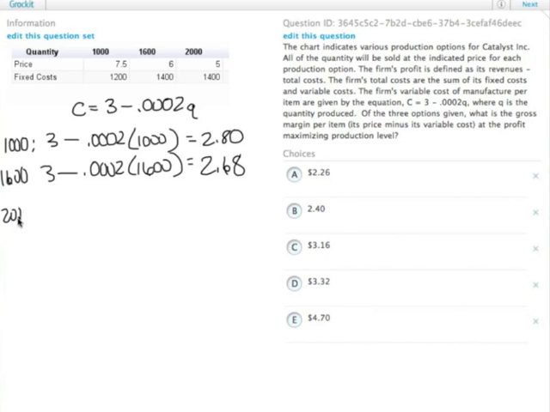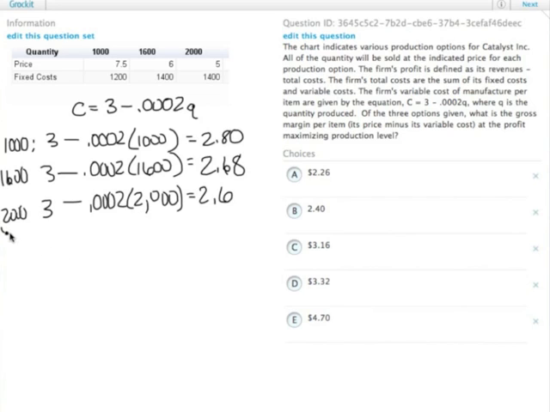And at 2,000, 3 minus 0.0002 times 2,000. That equals 2.6. So that's just the variable cost. The fixed costs are also set in the chart, and of course the price goes down as the volume goes up. So we're still not sure what's going to be the best profit maximizing option.